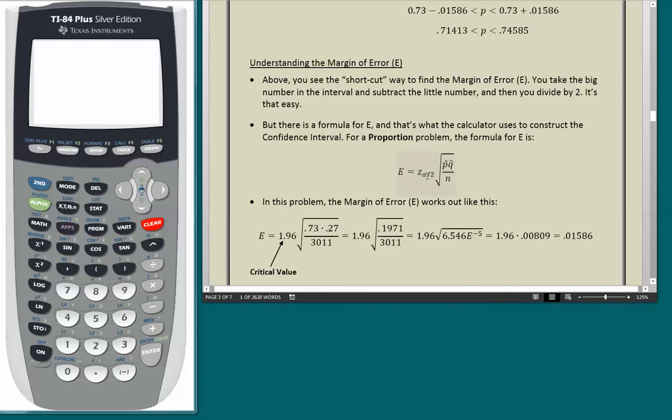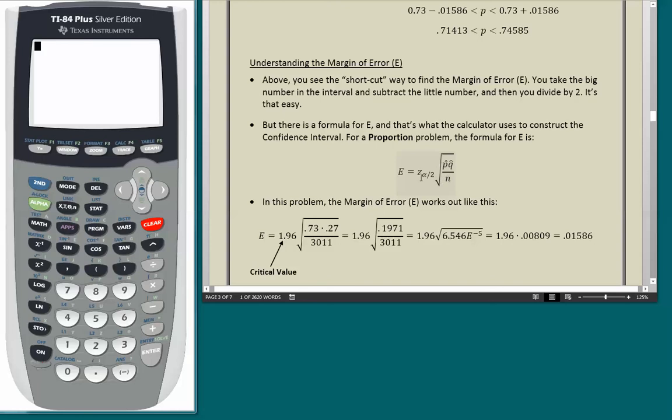This Z alpha over 2 is called a critical value. I'm not going to talk here about how we find the critical value, but if you look at my video called Normal Probability, Finding Critical Values and Percentiles, it will walk you through how to find the critical value. P hat, as you know, is the proportion of the sample. Q hat is 1 minus P hat. N is how many are in the sample.